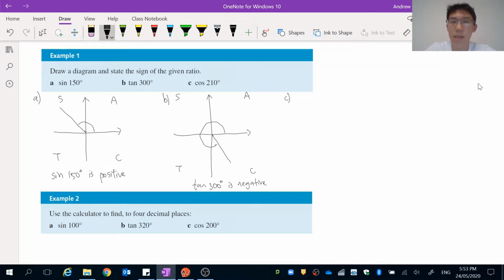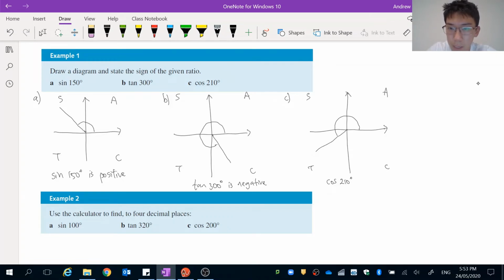Let's do cos 210. So again, CAST. This will become automatic as you do a bit more practice, so see how long it takes you to memorize these. Cos 210: that's 180, and 210 is 30 degrees past 180, so it has to be in here. This is the tan quadrant, so cos in this quadrant is going to be negative. All right, let's move on.